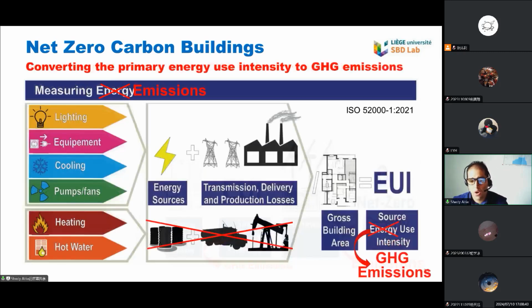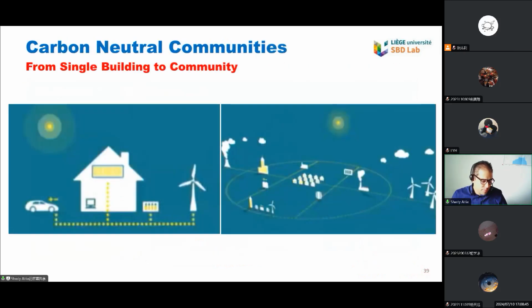In the long term, how will Europe and China be? As you can see, this is the future. We will move from single building concepts to full community concepts. We will look at electric neighborhoods, full electrification. We want to electrify the whole building sector.